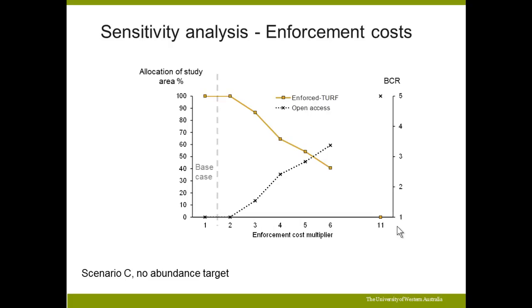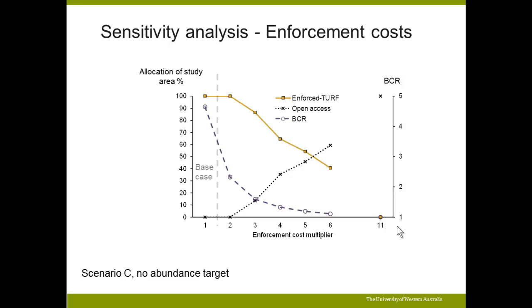The next thing we looked at was the benefit cost ratio under this analysis. So this is on this right-hand side vertical axis. The benefit cost ratio is in this purple curve. So you can see we start at just under 5 in our base case. And then we drop quite quickly. We don't get net benefits from enforcement until we increase those enforcement costs by a factor of 11.